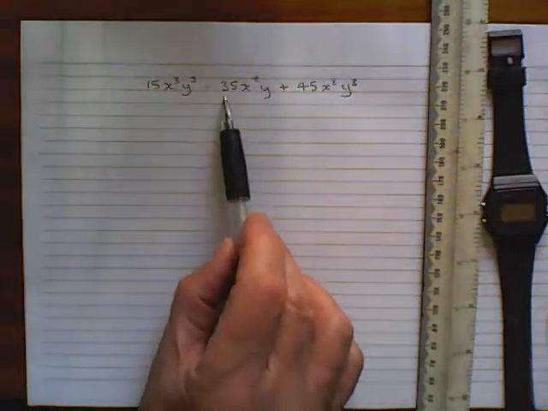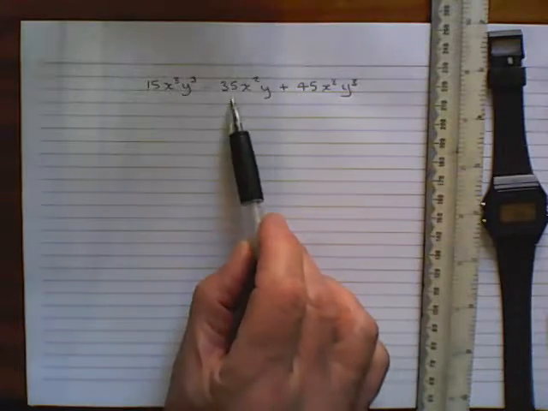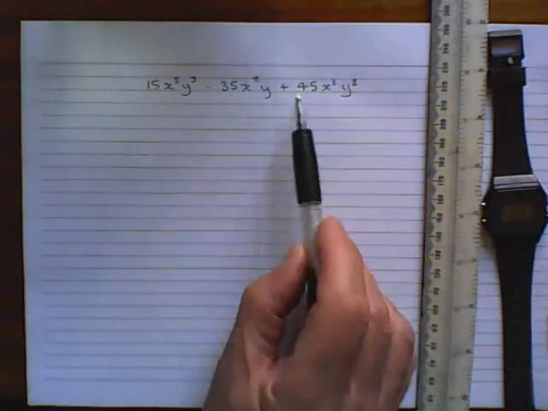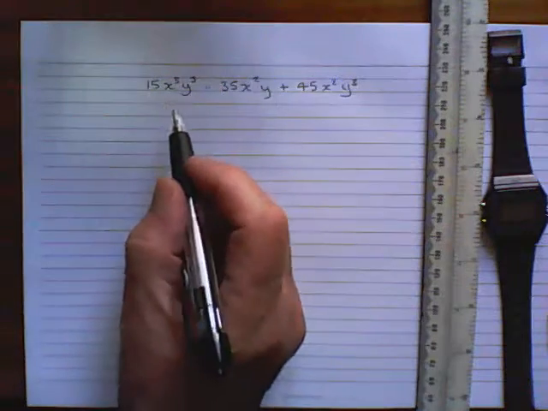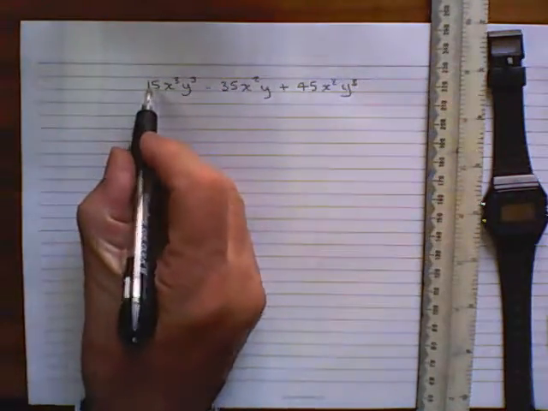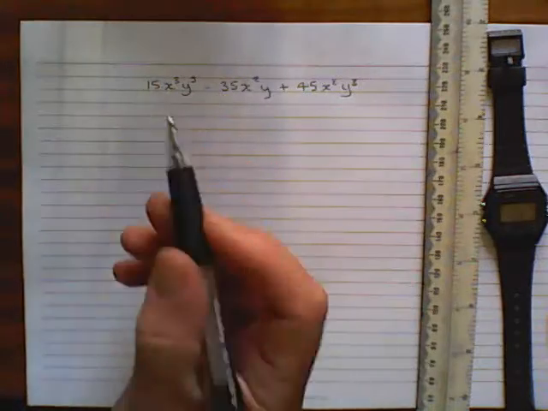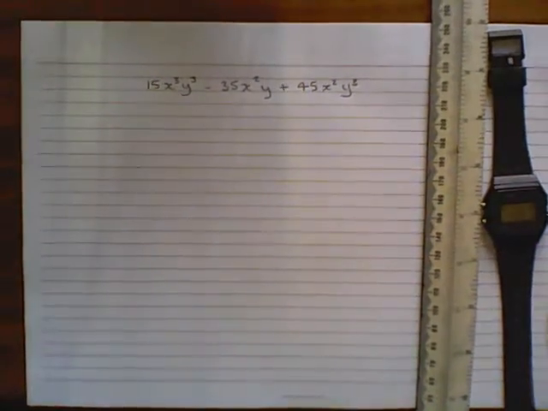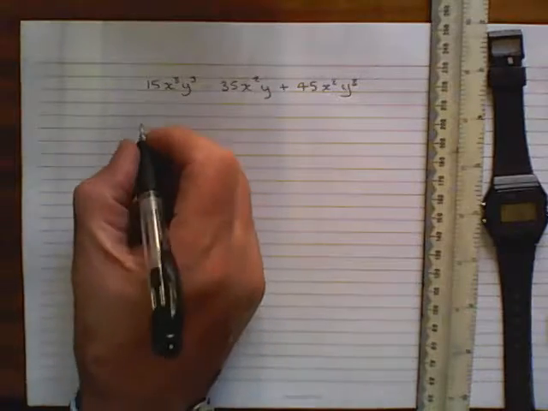The first thing we need to do is to find the highest common factor of the numerical values, the coefficients here, here, and here. Now, the way to do that is to look for what the prime numbers are that go into these. Prime numbers, of course, are numbers that cannot be divided exactly by another whole number.